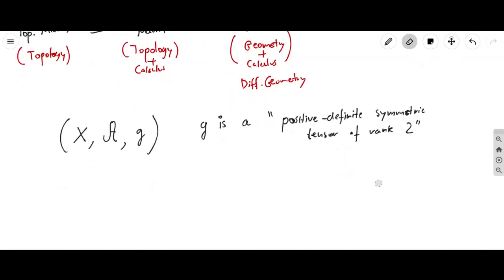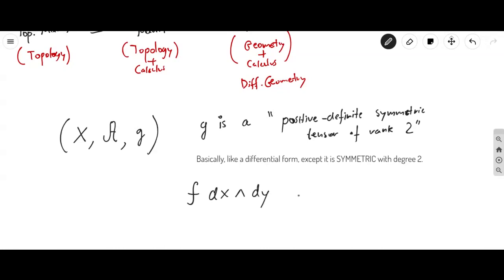Now, you probably have no idea what that means. So I'll make it very simple for you. And this is the benefit of getting comfortable with differential forms. So this is basically like a differential form, except it is symmetric with degree 2, right? That's what I mean, rank 2, degree 2. So for instance, we would sometimes write a function, then we write like dx wedge dy plus another function dx wedge dz and things like that.